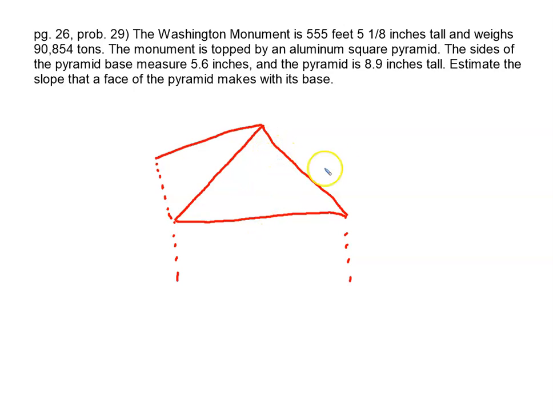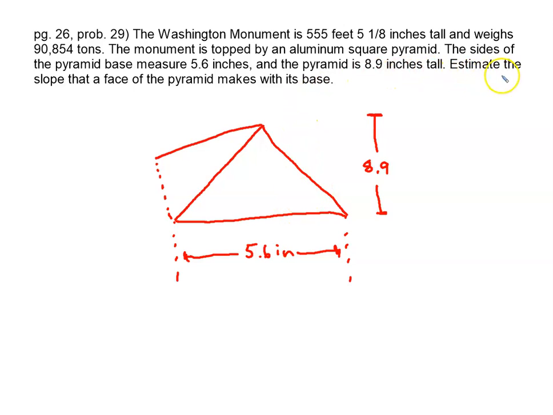So the dimensions of the pyramid: the base of the pyramid, going this way, we're told is 5.6 inches across. And then the height of the pyramid, going this way, we're told is 8.9. So I'm going to get you started, and then I hope you'll be able to take it to its completion.